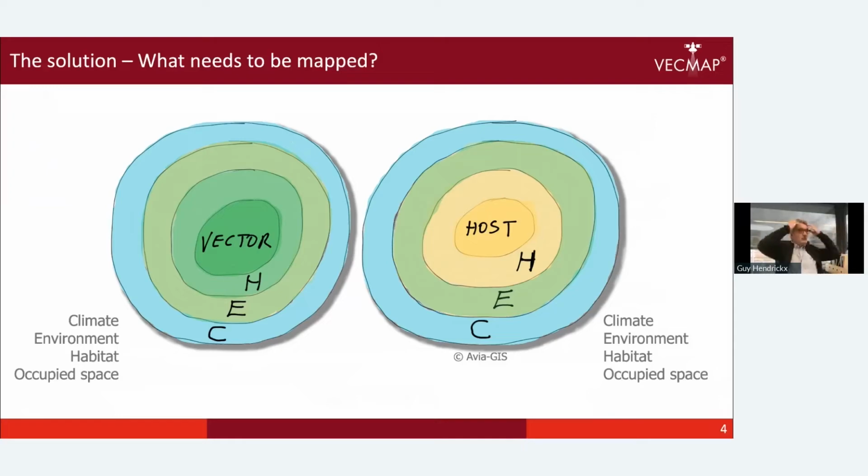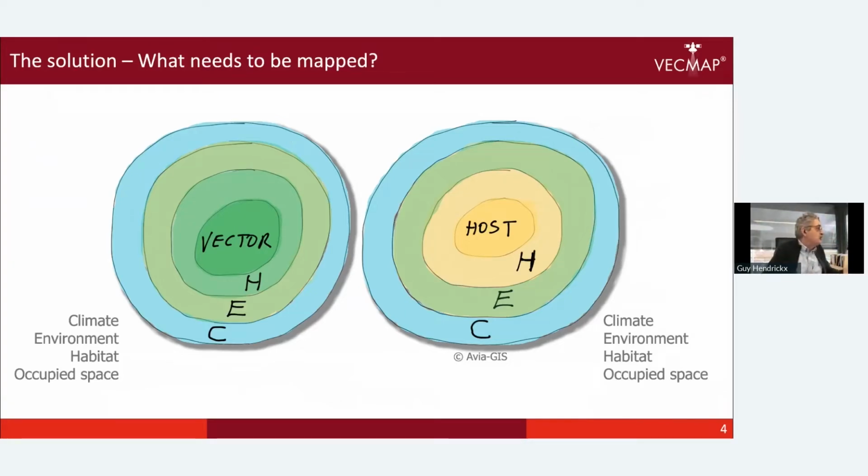But anyway, what needs to be mapped? That's the first question, and it's quite interesting to have a closer look at this. Often it's shown as a triangle: the vectors, the host, and the pathogens. We prefer to look at this in this way. The vector is living in a global climate. Within that climate, you have an environment where part of the environment is going to be suitable. In that environment, you have a habitat, of which part is going to be occupied.